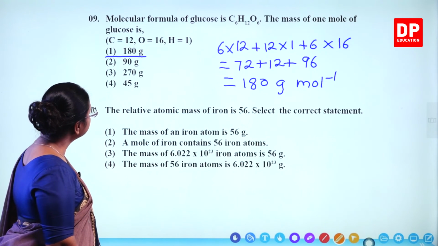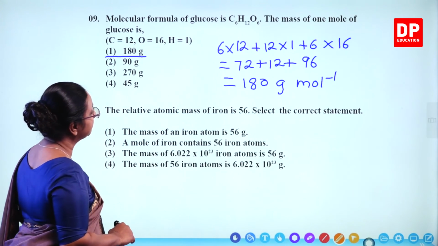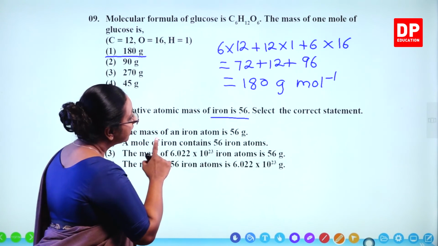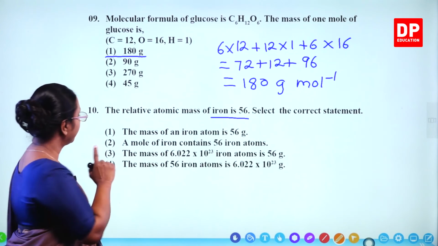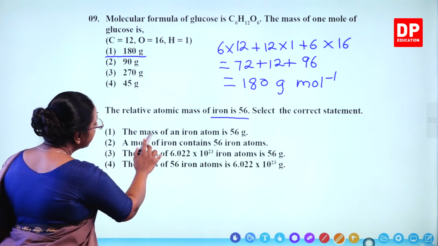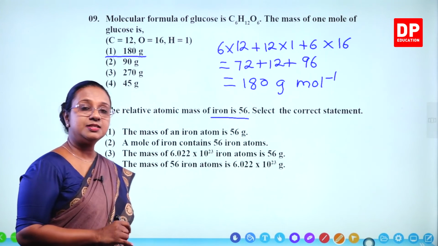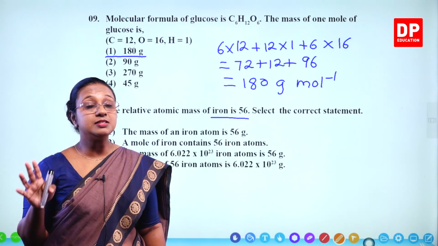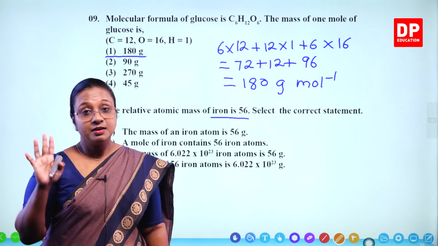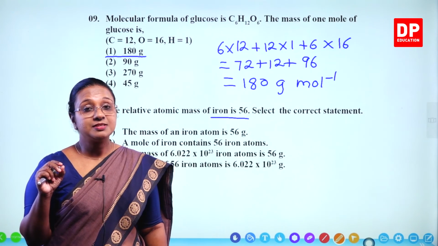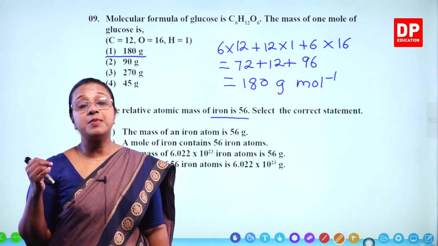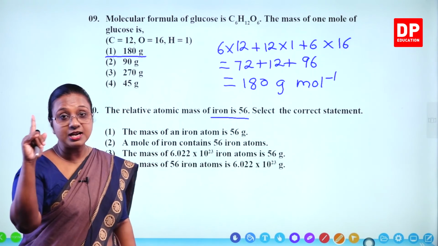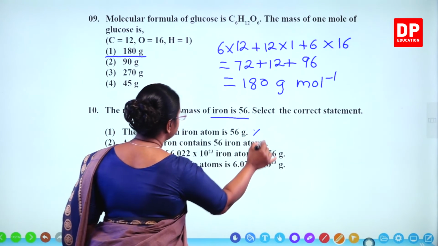Yes. So, then the 10th one. The relative atomic mass of iron is given to you. So, iron is 56. Select the correct statement. So, you have to select the correct statement. The mass of an iron atom is 56. Is that correct? It is the relative atomic mass of iron, that is 56. In one amount like that, 56 grams, there are the Avogadro number of iron atoms. So, here they say the mass of an iron atom, one iron atom. That's wrong. So, this is wrong.